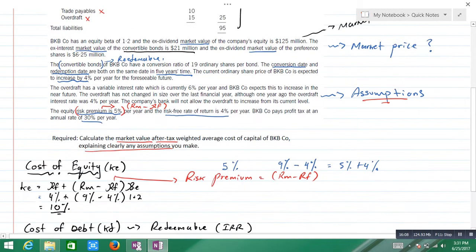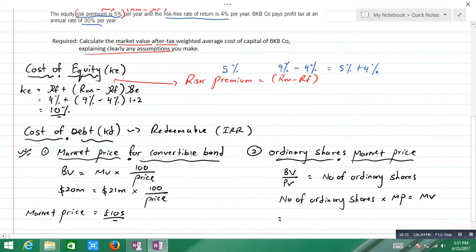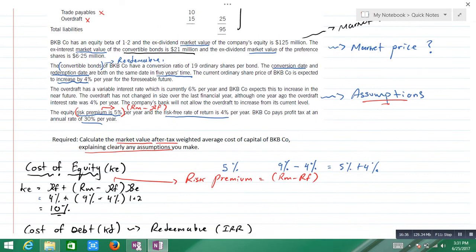The book value for ordinary shares is 25 million. This is against your par value, so 25 million divided by the par value of 1 gives us 25 million shares. And then we're going to find the market price. When we reverse the formula, it's going to be a divide. So we take the market value of the equity, look at here, 125 million.